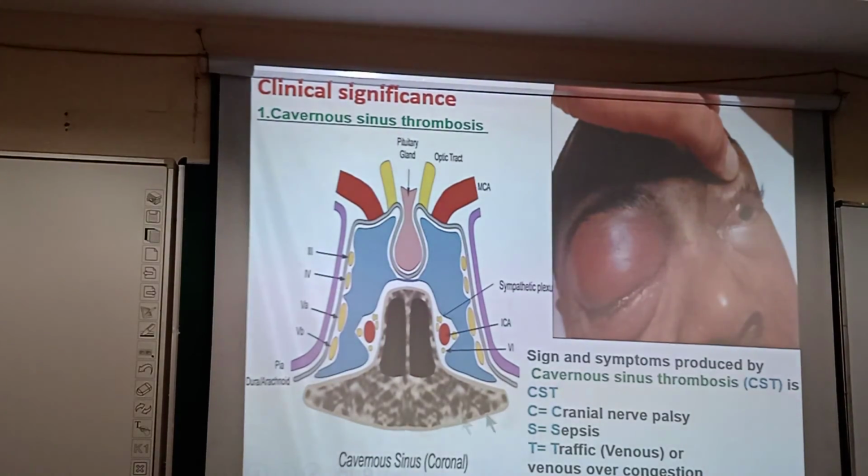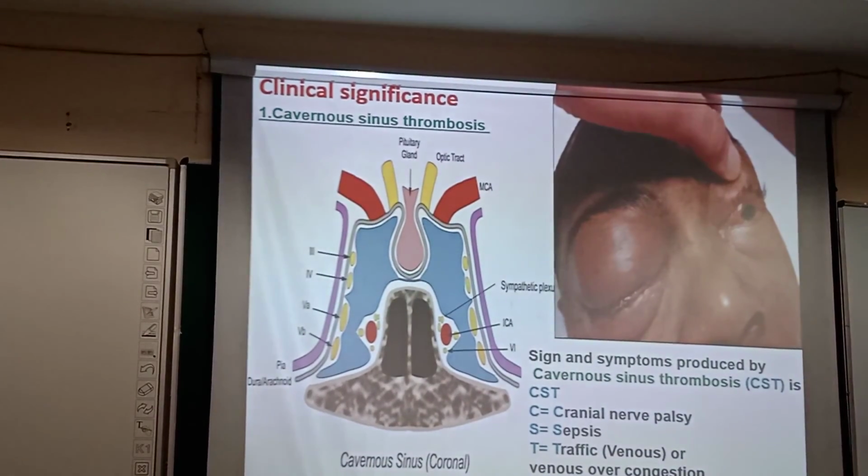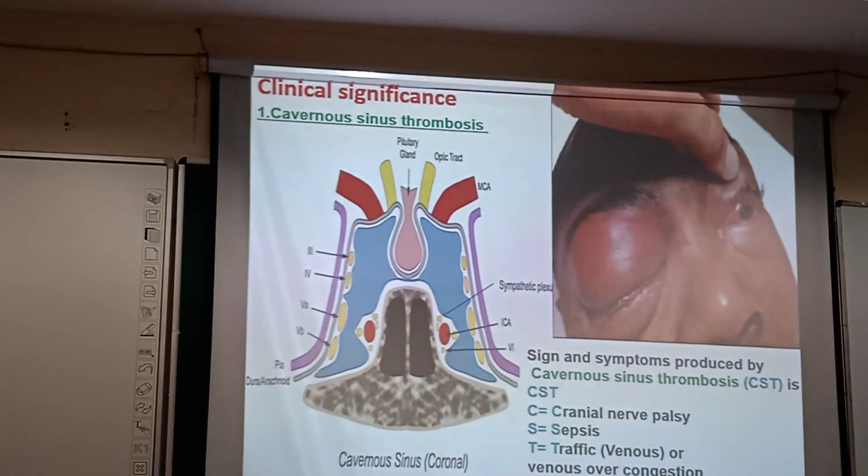And as for sepsis, the signs of sepsis are pyrexia, a feeble and fast pulse, oliguria, hematuria. These are the features of sepsis: tachycardia, tachypnea, and venous overcongestion. This thrombus will increase the venous pressure and occlude the superior ophthalmic vein, which is going to drain here. Superior ophthalmic vein and central vein of retina.